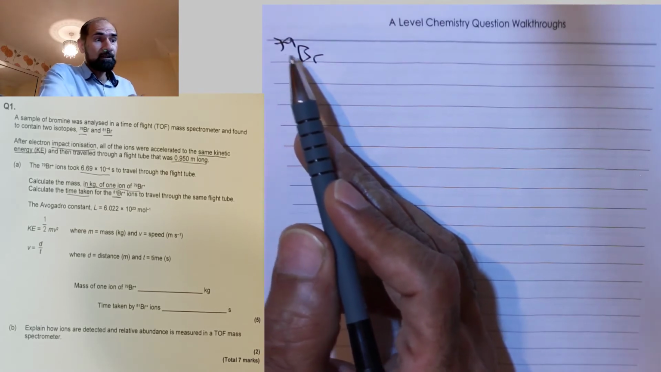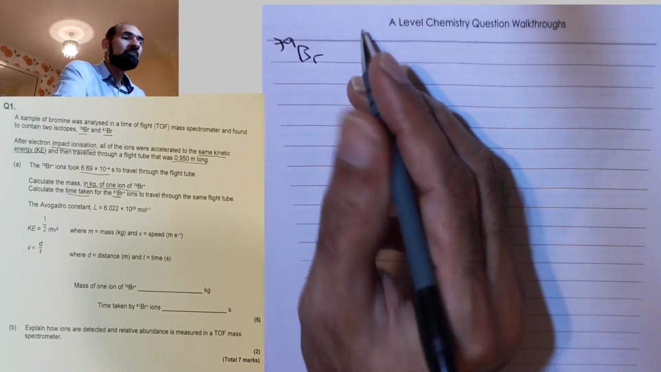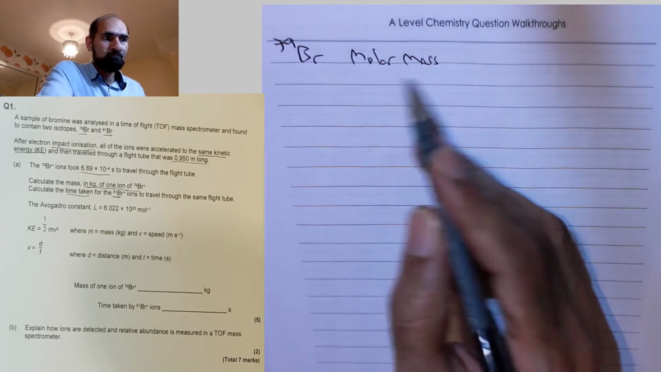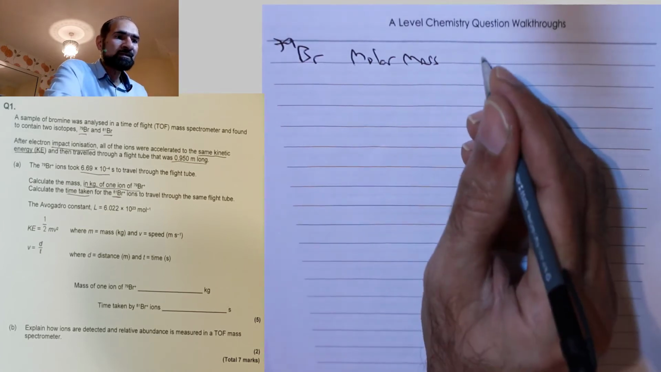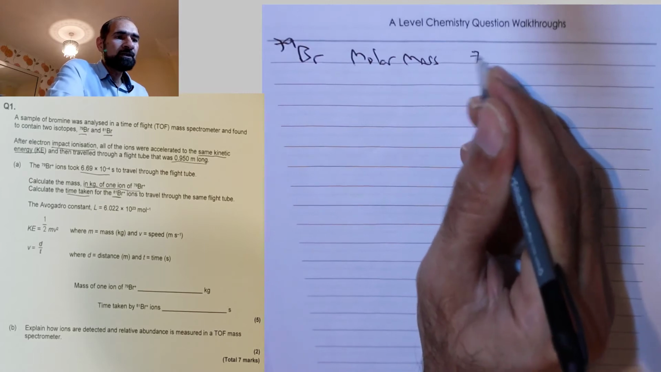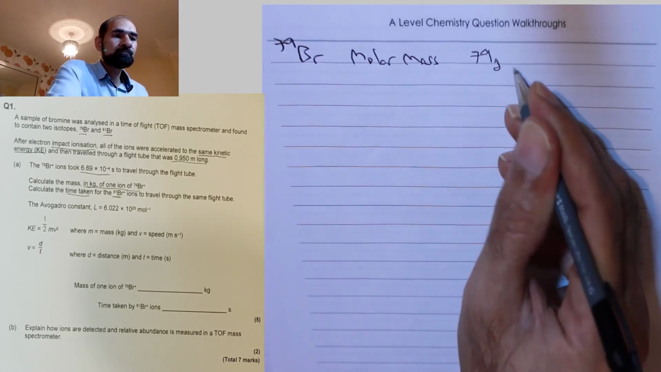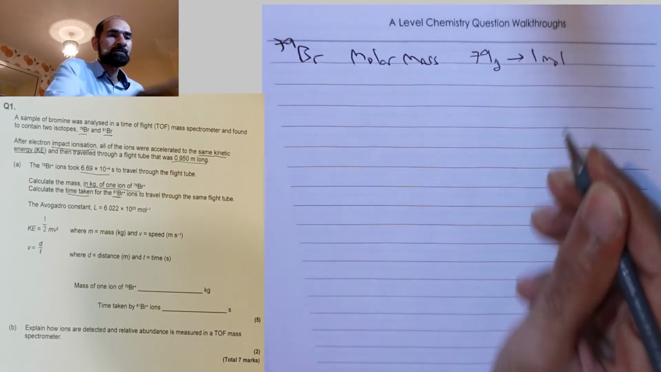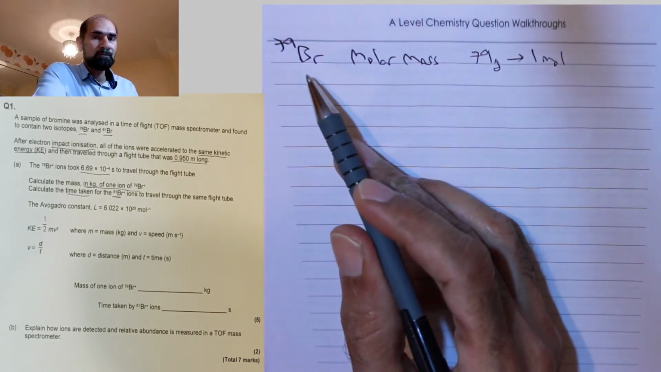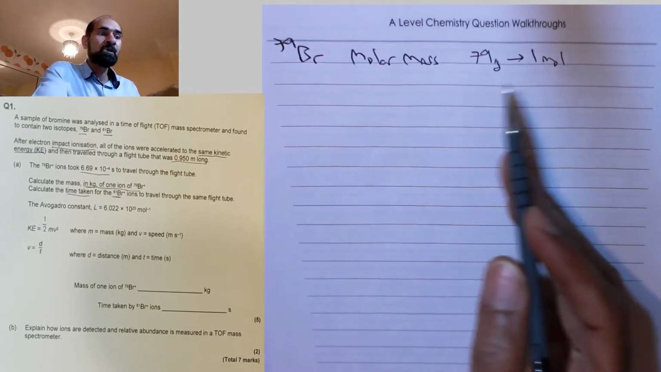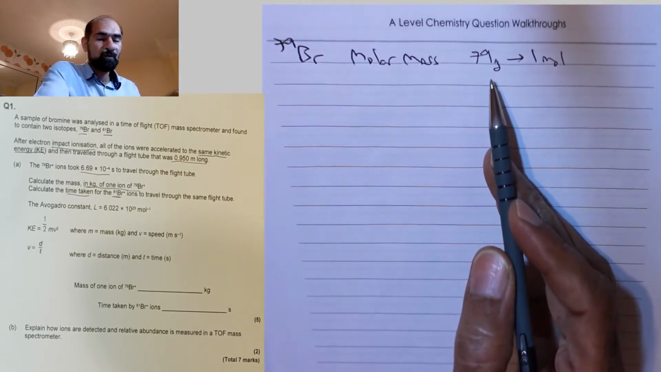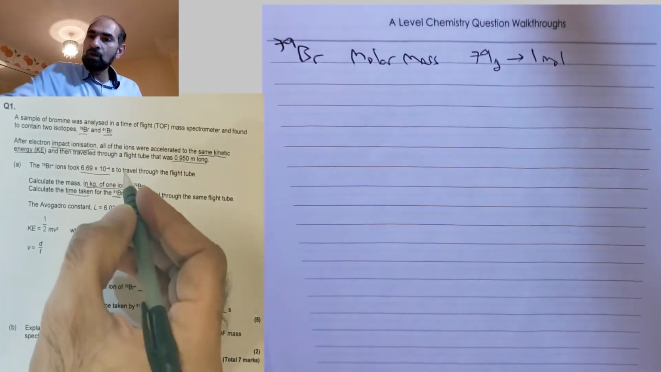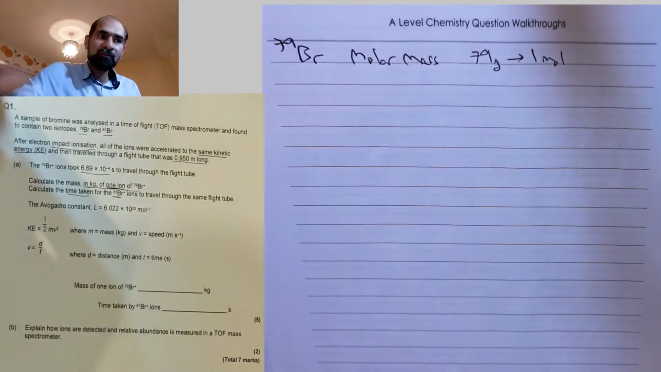Well, another name for this atomic mass is molar mass. Now, what that means is what it says on the tin, the mass of a mole. So this is 79 grams. So 79 grams is what 1 mole weighs. So 1 mole of bromine weighs 79 grams, right? And I'm thinking, well, what do they want to know? Calculate the mass of one ion, not 1 mole of ions.